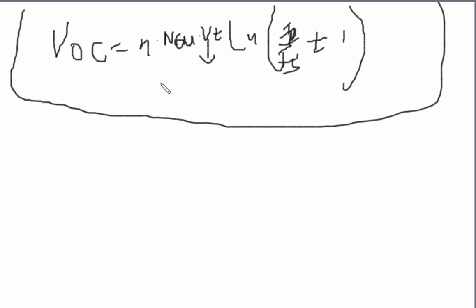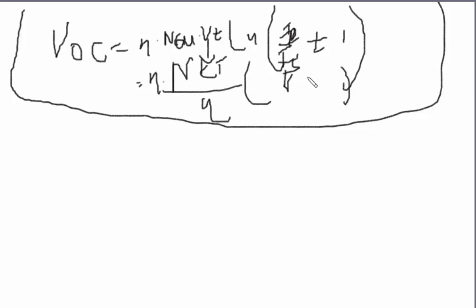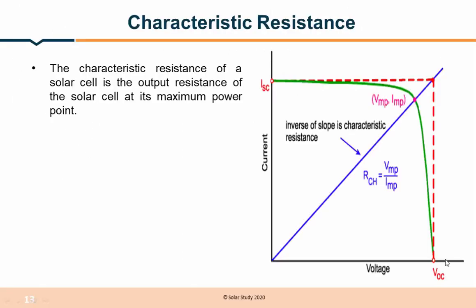If I want to change here, I can write it as eta n cell VT is equal to KT divided by Q into ln of IP divided by IS plus 1. This is the open circuit voltage equation. Now we will see the characteristic resistance. What is the characteristic resistance? It is the output resistance of a solar cell at the maximum power point. You can see here, at this maximum power point you will get the characteristic resistance.